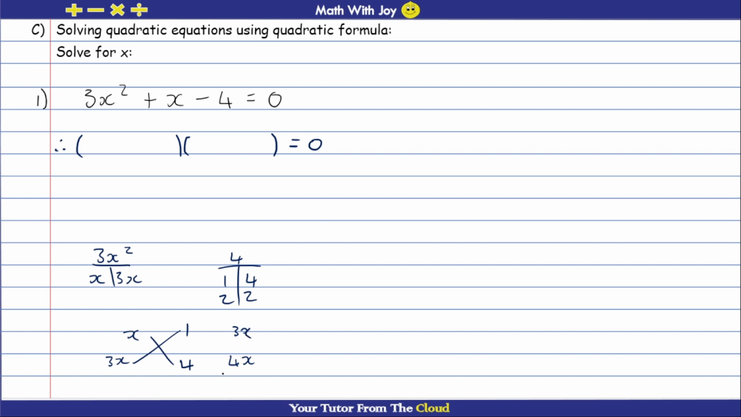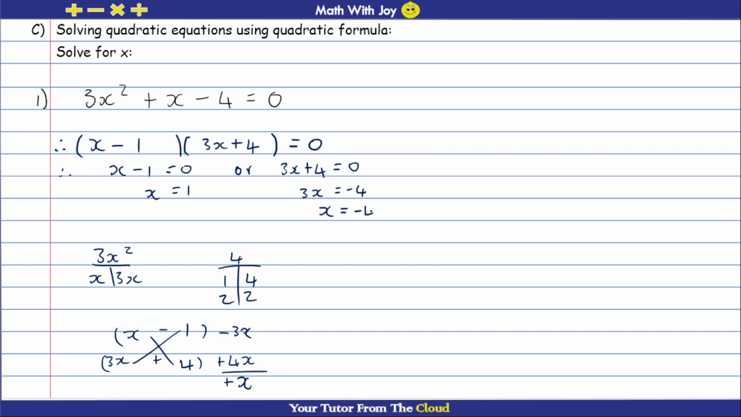Then, as you can see, if I make this a plus and this a minus, it does give me plus x. So it has been factorized to plus here, minus here. That means I have x minus 1 and 3x plus 4. Therefore, x minus 1 equals 0, or 3x plus 4 equals 0. So then x equals 1, and 3x equals minus 4, so x equals minus 4 over 3. So I can factorize and actually get my answer.